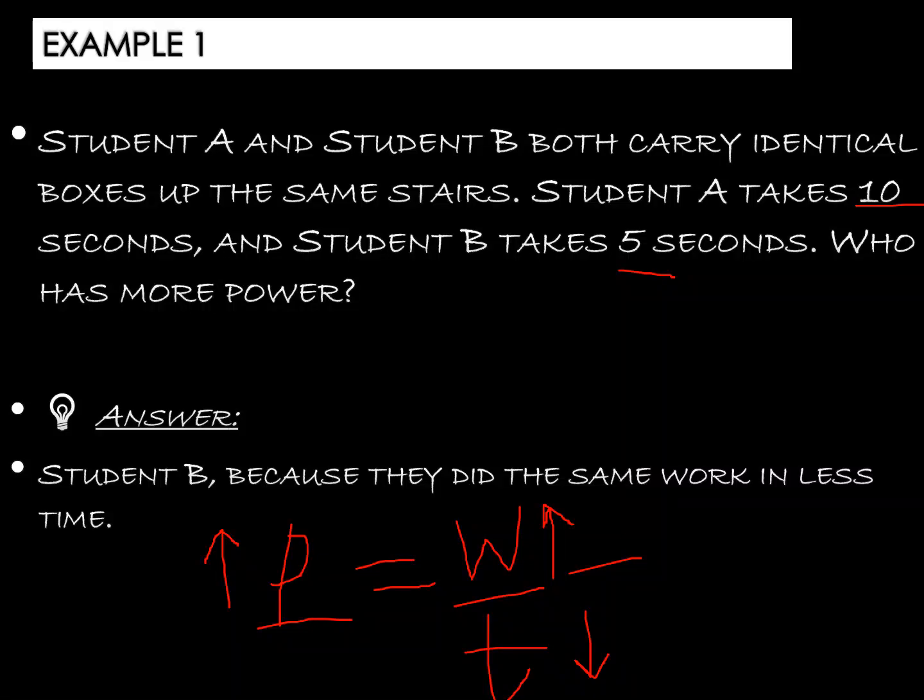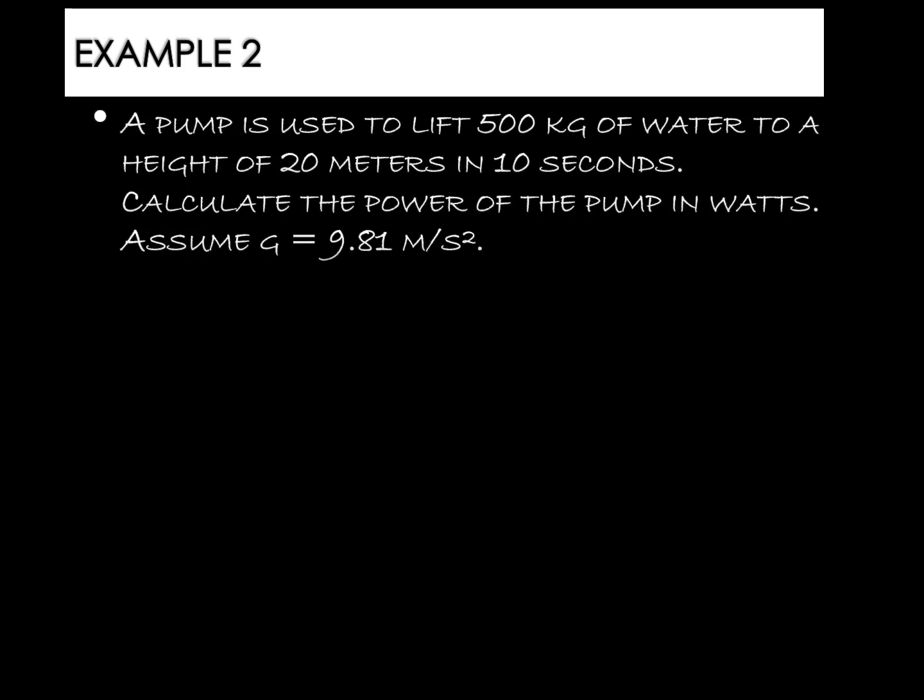Okay, so let's take our next example. A pump is used to lift 500 kilograms of water to a height of 20 meters in 10 seconds. Calculate the power of the pump in watts. Let's assume our gravity is 9.81 meters per second squared. If you think you can solve it, you can pause the video and give it a try.